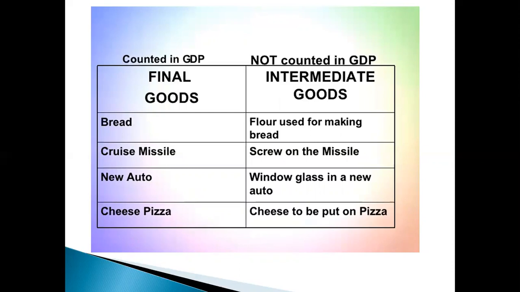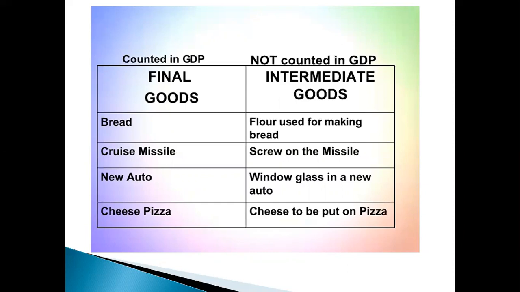Intermediate goods are what? These are those goods which need further processing to make a final product. So when the bakery person purchases this flour, then he will obviously use it to make bread and other bakery products, and then he will sell them to the consumer. So this flour which he has purchased from somewhere else is actually an intermediate good.